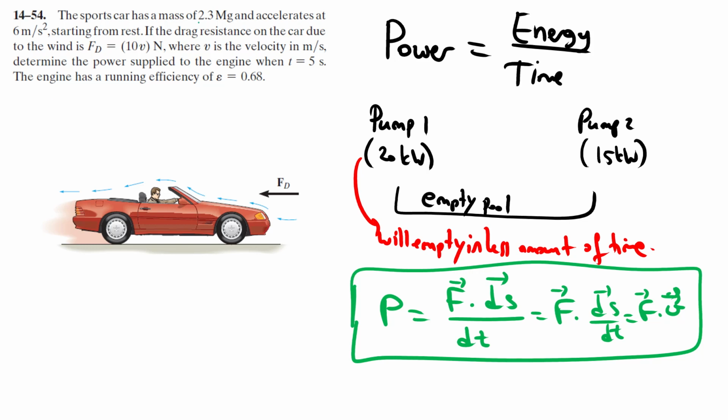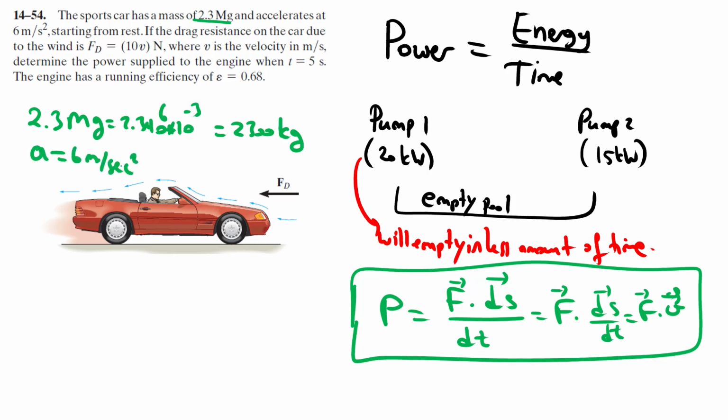Yeah, the question says that the sports car has a mass of 2.3 Mg. 2.3 Mg makes 2.3 times 10 to the power of 6 times 10 to the power of negative 3, that will be 2300 kilograms. And it has an acceleration of 6 meters per second squared. It starts from rest. There is a drag resistance acting on the car, and that is 10 V. Now, determine the power supplied to the engine when the time is 5 seconds.